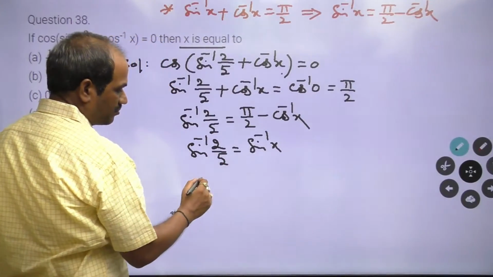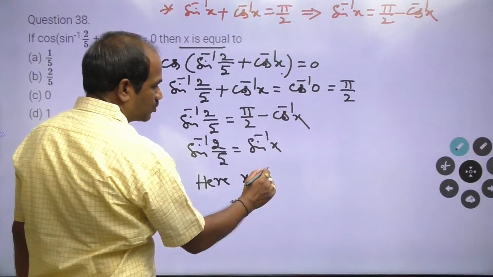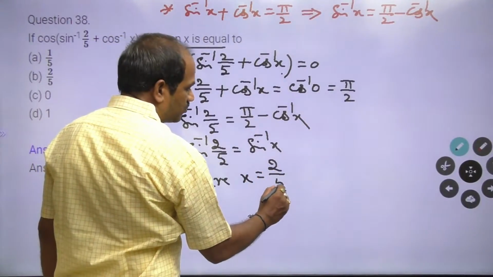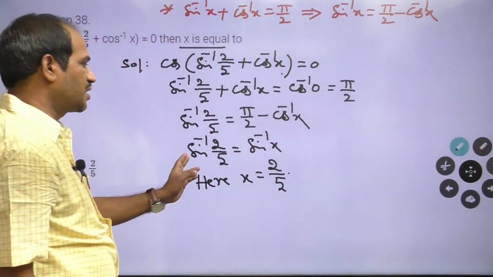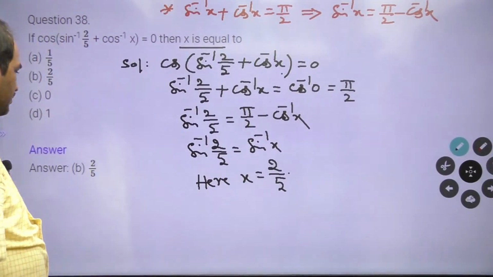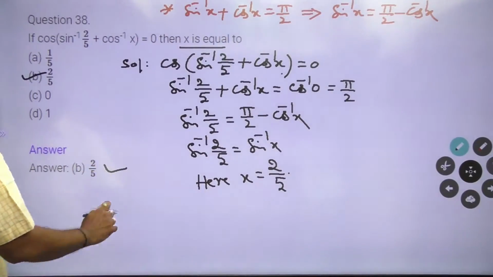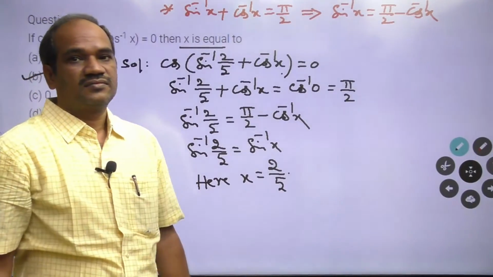Comparing both sides, removing sin inverse on both sides, the x value is 2 by 5. Check the answer: x value 2 by 5, so option B is the right option. Write this question.